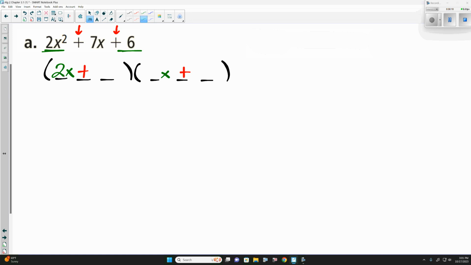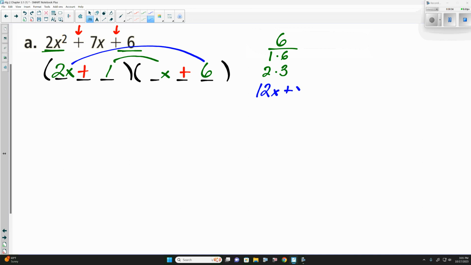What are the factors of 6? 1 and 6, 2 and 3. So we do have more than one set of factors for 6. 1 and 6. Now if we check this here, 2x times 6 is 12x. 1 times x is x, which gives us 13x.